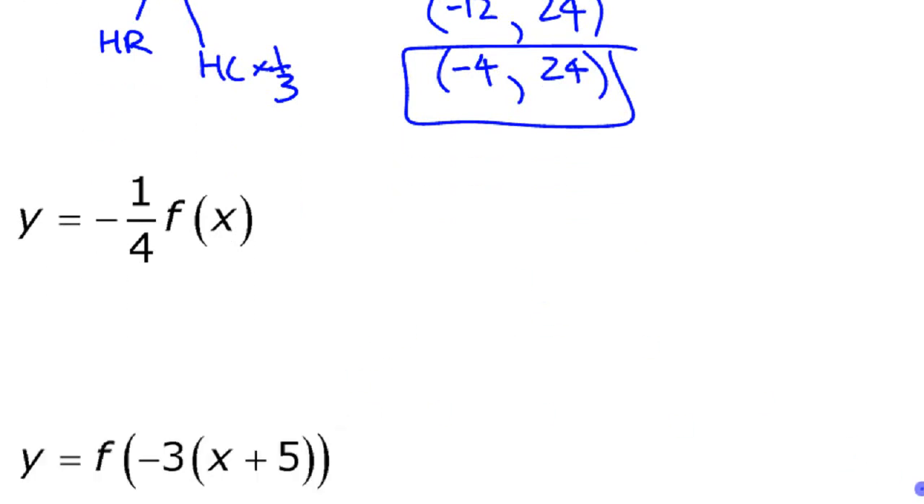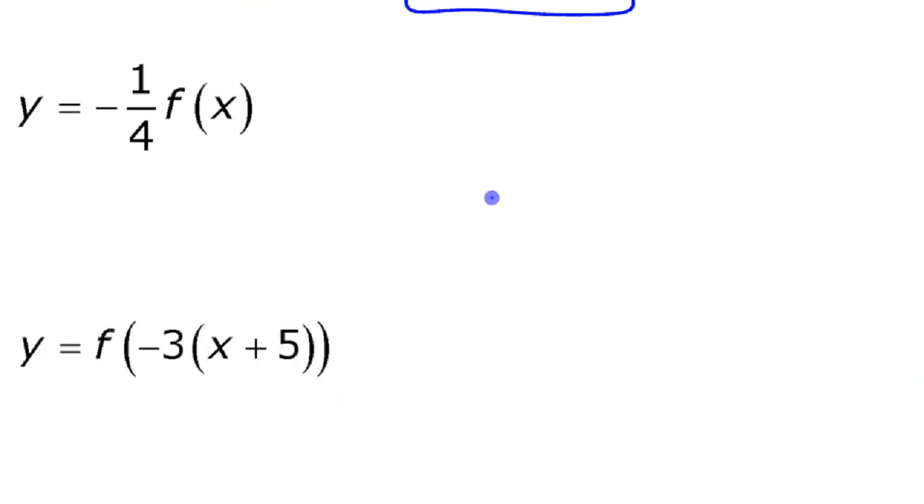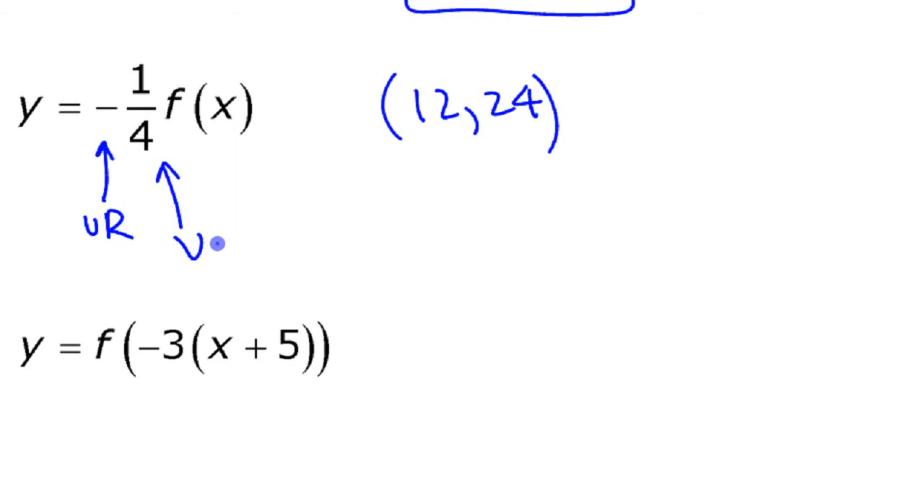These next two here, we'll get them both on the screen at once. This one, 12, 24. This is a vertical reflection and a vertical compression by a quarter. Now that's going to change the y value, not the x value, so that's going to stay the same. It's going to take the 24, whichever order, even if you do the compression first, it's going to become 6. That's going to be reflected to -6.